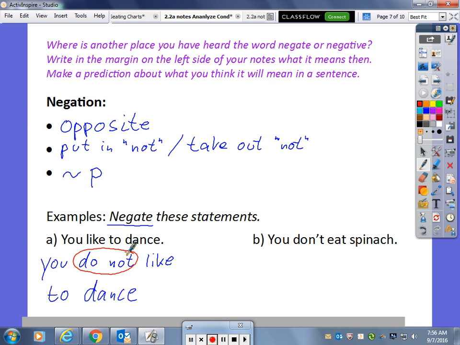The not negates the original statement. And equally, if you say you don't eat spinach, what's the negation of the statement you don't eat spinach? You eat spinach. So now we are taking out the not and also negating the meaning of the original statement.